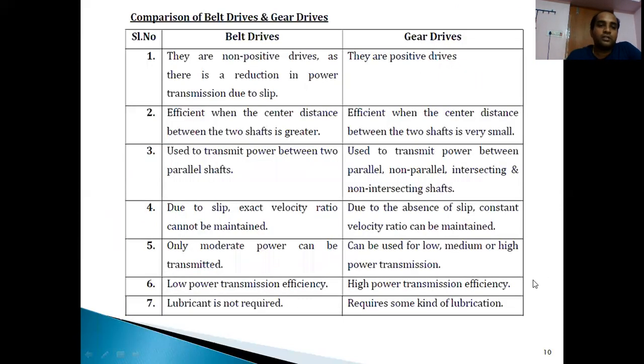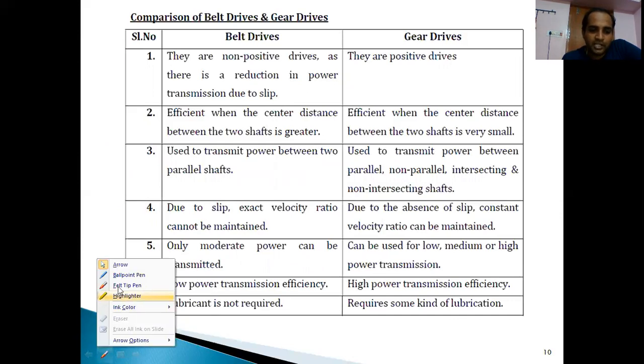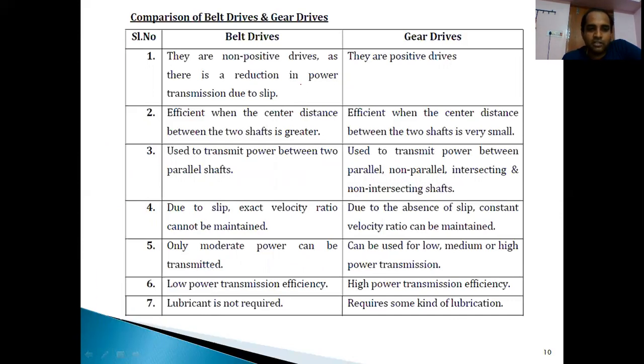Now, some of the comparison. What are the advantages and disadvantages? They are the same comparisons which are made here. So the first comparison is regarding positive drives. Belt drives are non-positive drives. Why are they non-positive drives? As I was telling you, because of the slip formation, there is some reduction in power transmission. That is the reason that the belt drives are non-positive drives, whereas the gear drives are positive drives.